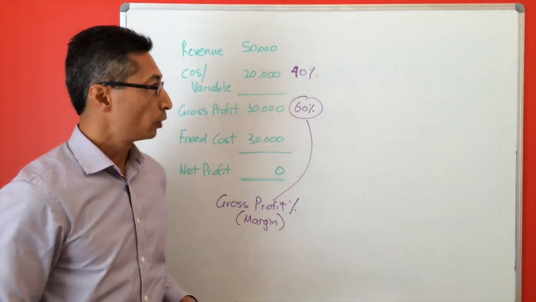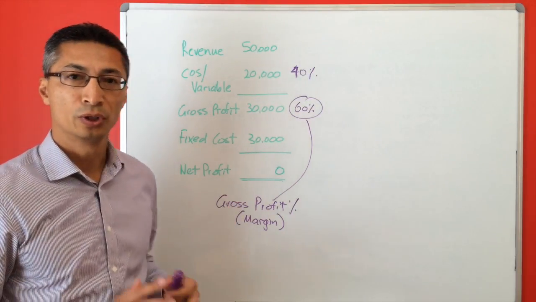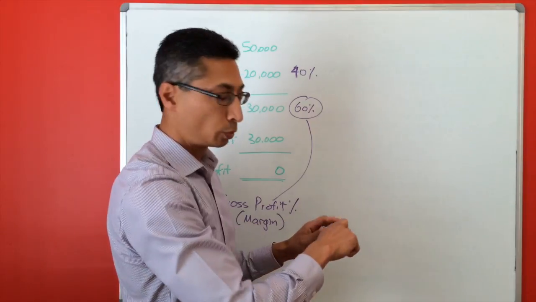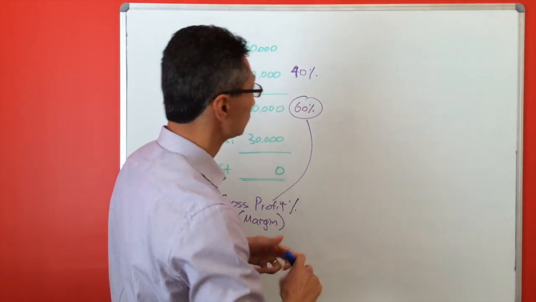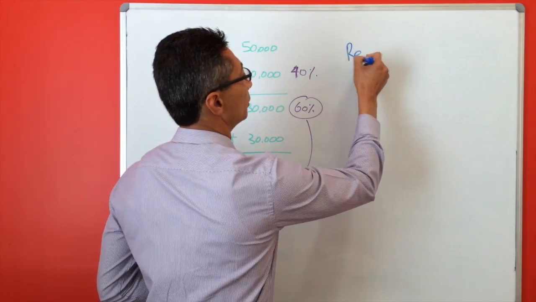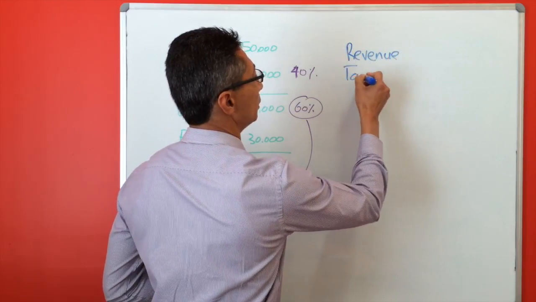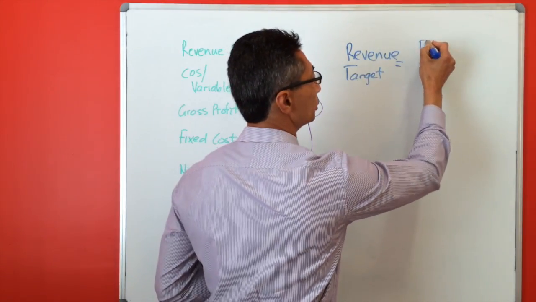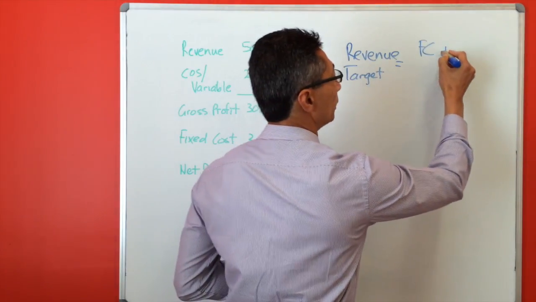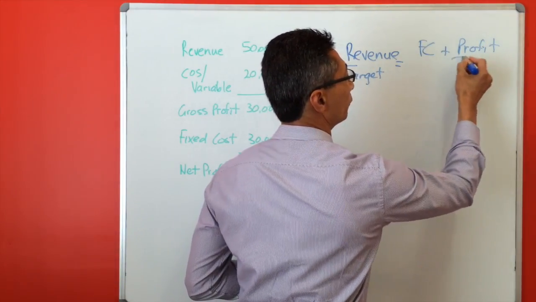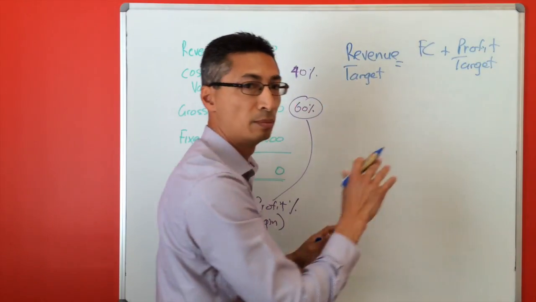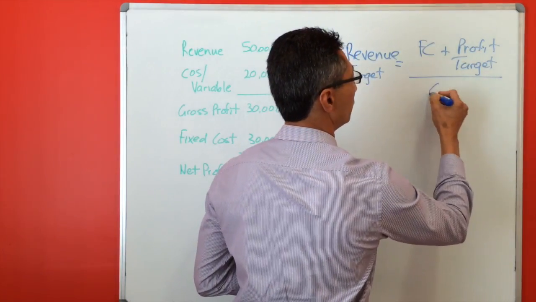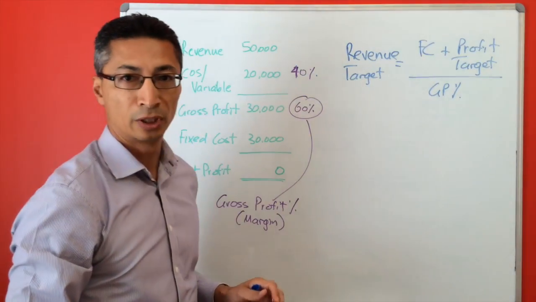So what I'll do now is explain how to use these numbers to work out what your revenue target needs to be. Over here, I'll explain the formula. Revenue target equals your fixed costs, so I'll just call those FC, fixed costs, plus your profit target, and I'll put some numbers in to explain how this relates to this in a minute, divided by your gross profit margin, gross profit percentage.